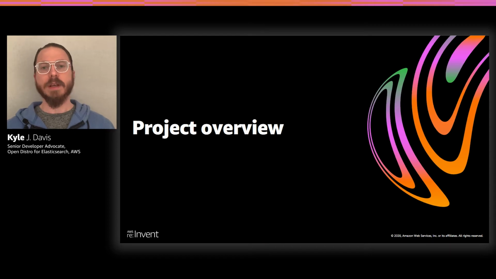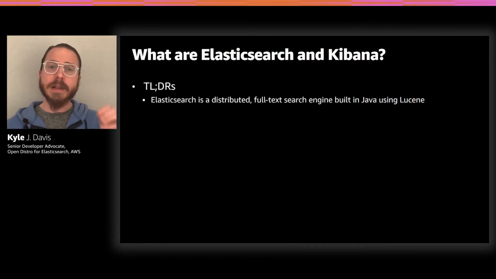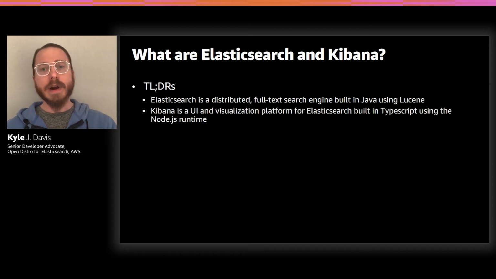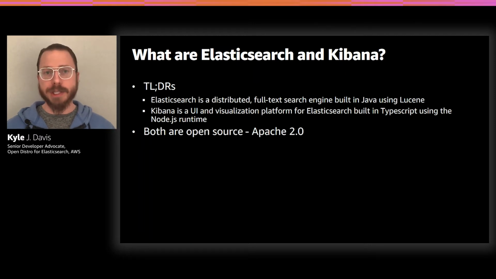So TLDR, if you've never used Elasticsearch and Kibana, Elasticsearch is a distributed full-text search engine built in Java with the Lucene library, and Kibana is a UI that interacts with Elasticsearch for visualization and interacting with the data. It's built in TypeScript, and it uses the Node.js runtime. Both of these things are Apache 2.0 licensed, which will become a theme and important later on as we go through.